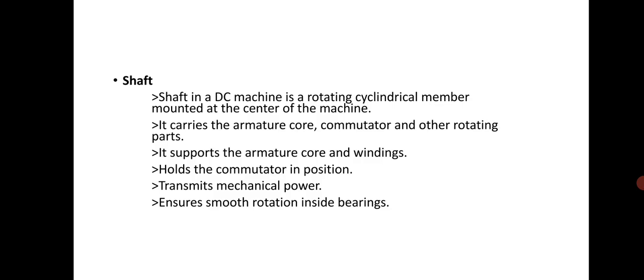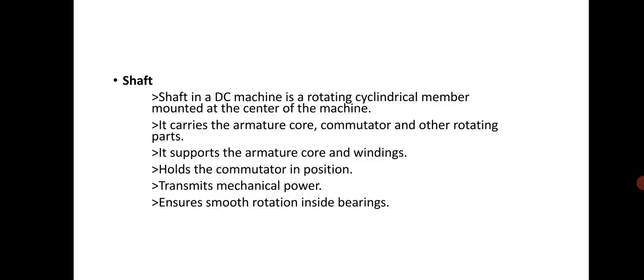Okay, if you use mild steel or alloy steel as a shaft, we will get high strength and good rigidity. Then it has the ability to withstand torsion and bending. Next, in the shaft so many stresses are there: torsional stress, bending stress, etc. Torsional stress is due to torque transmission, and bending stress is due to the weight of the armature and components.